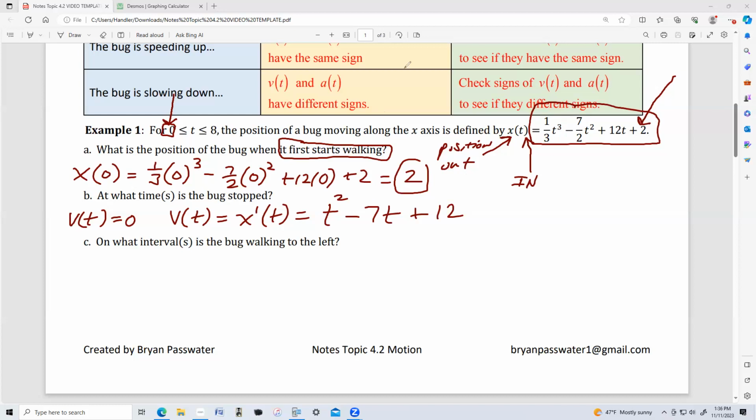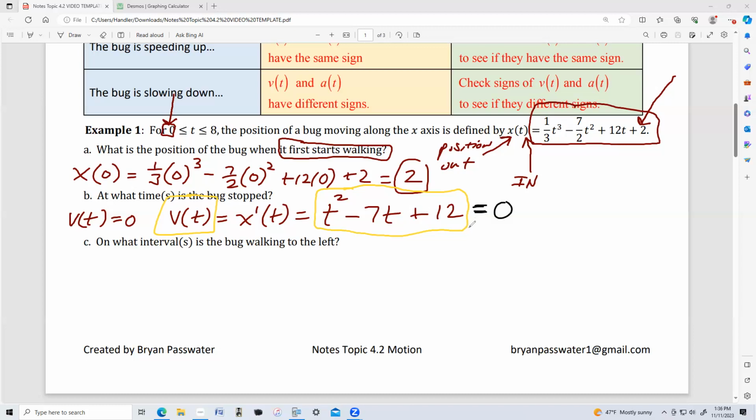Okay, so I'm going to box this in yellow. This is your derivative of x of t, which is now a velocity function. So the velocity function is this. So if I want to know when the bug stopped, I have to set this velocity function equal to 0 and then solve for t. So this is a quadratic equation, t squared minus 7t plus 12. I want to know what value of t would make this become 0.